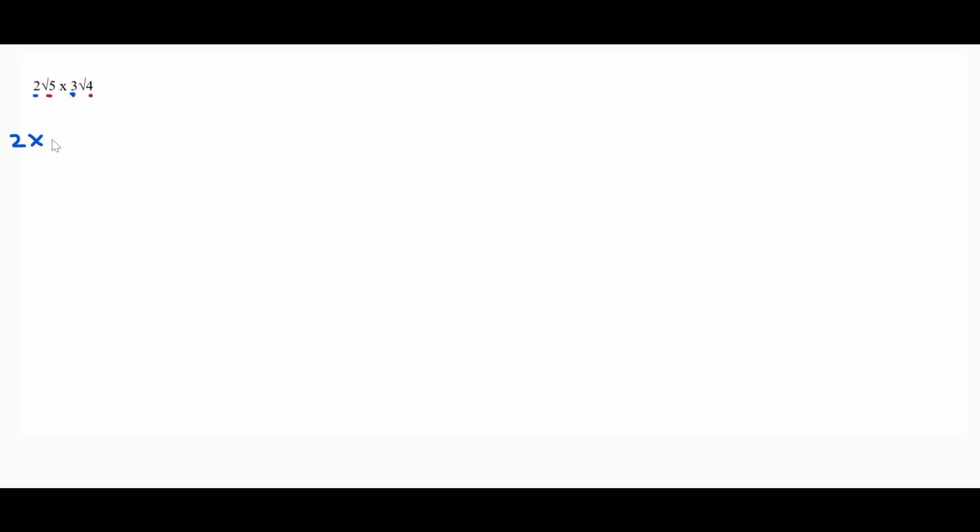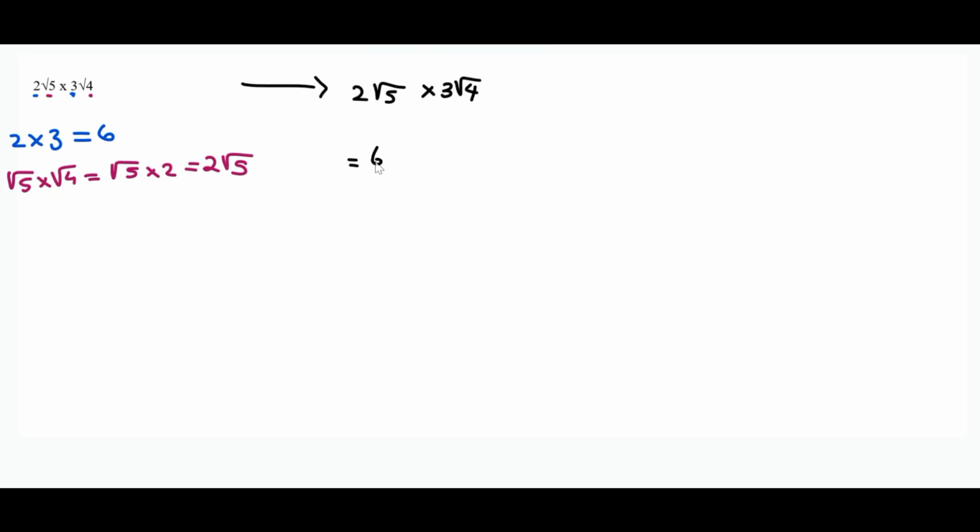So 2 times 3 is 6. And root 5 multiplied by root 4 is the same as root 5 multiplied by 2, which gives us 2 root 5. So, rewriting this question, 2 root 5 multiplied by 3 root 4 is the same as 6 multiplied by 2 root 5, which gives us a final answer of 12 root 5.